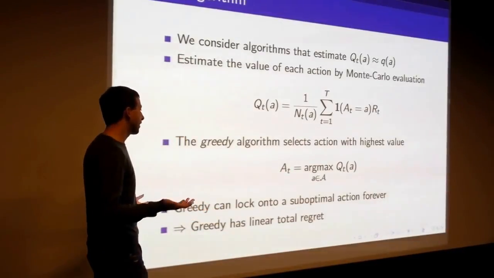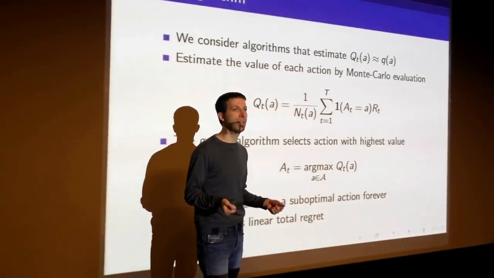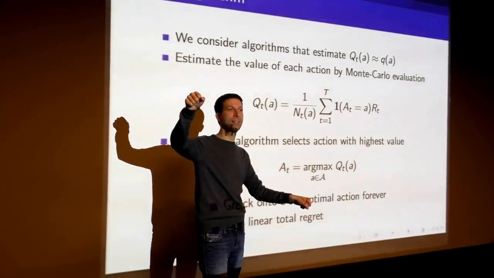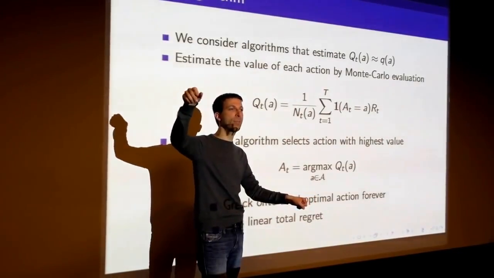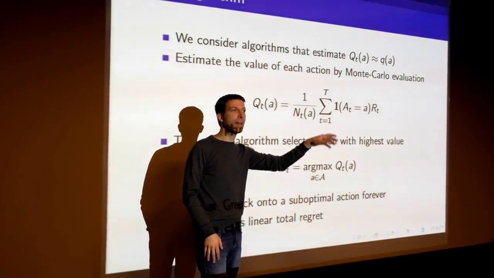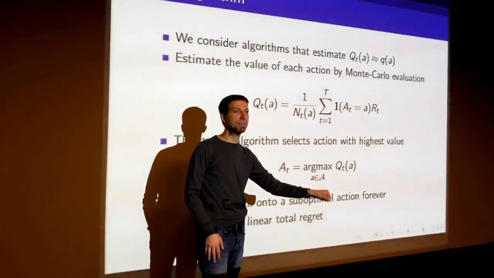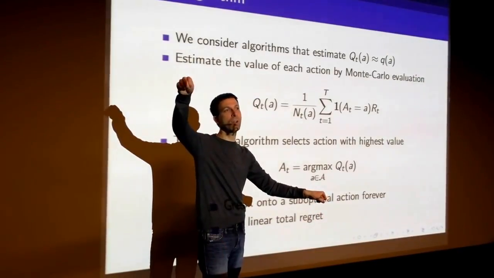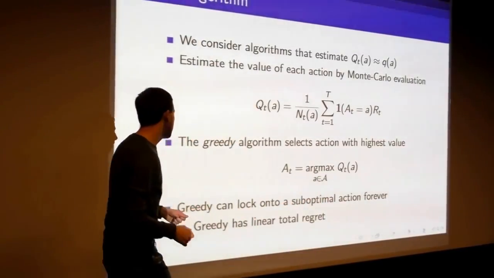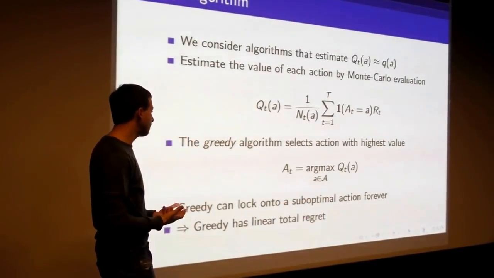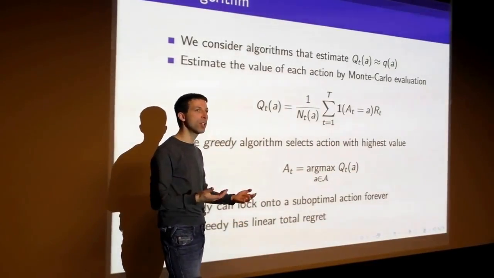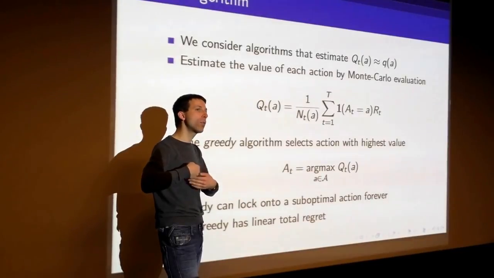And the obvious problem is that it can lock onto a suboptimal action forever. Like I might try this action and it looks good, and I thought this action was bad, so now I just keep applying this action forever. Or even I try this action and I try it again and I'm just a little bit unlucky, so I end up thinking its value is bad, and then I try this action once and it looks better, and I just keep trying it. So you can lock onto suboptimal actions forever, and as a result, greedy has a linear total regret. In expectation, you can do the wrong thing forever.